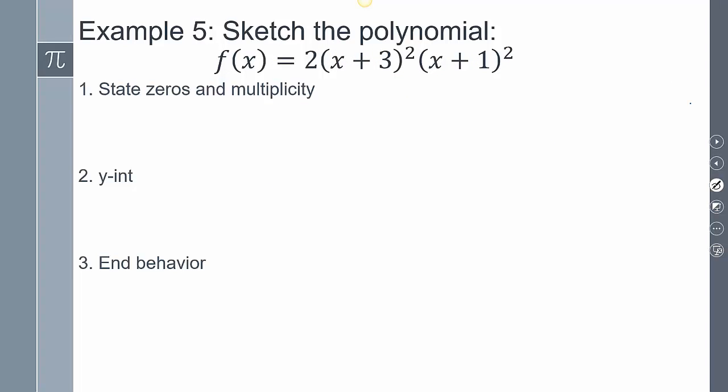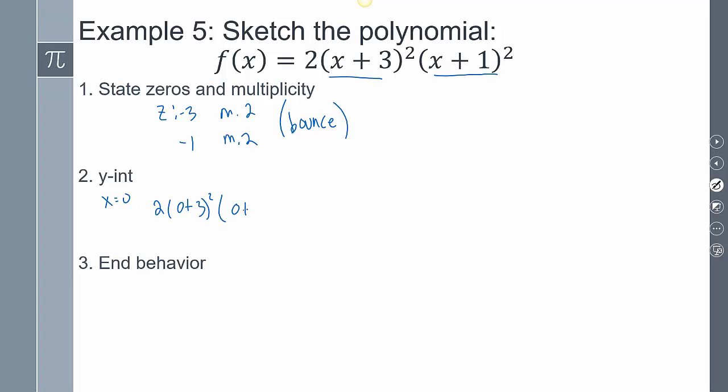Let's look at another one. So the first thing, state my zeros. So my zeros are going to be -3 and -1. Now I have two of these and I have two of these, so my multiplicity is going to be 2, which means they're going to bounce. My y-intercept: we said we need to plug in 0 for x. So that's going to be 2 times (0 plus 3) squared, (0 plus 1) squared.